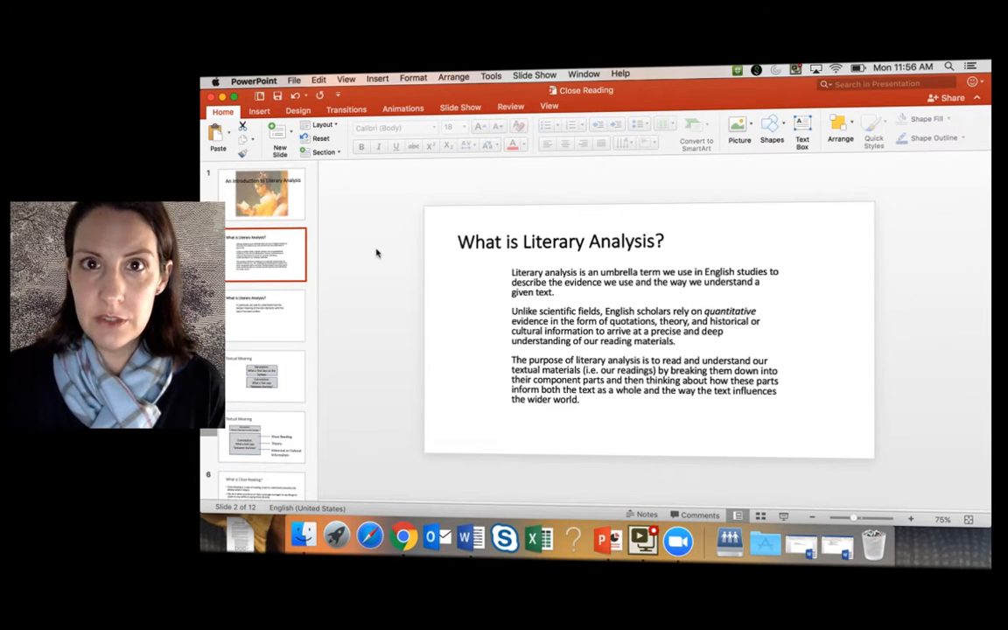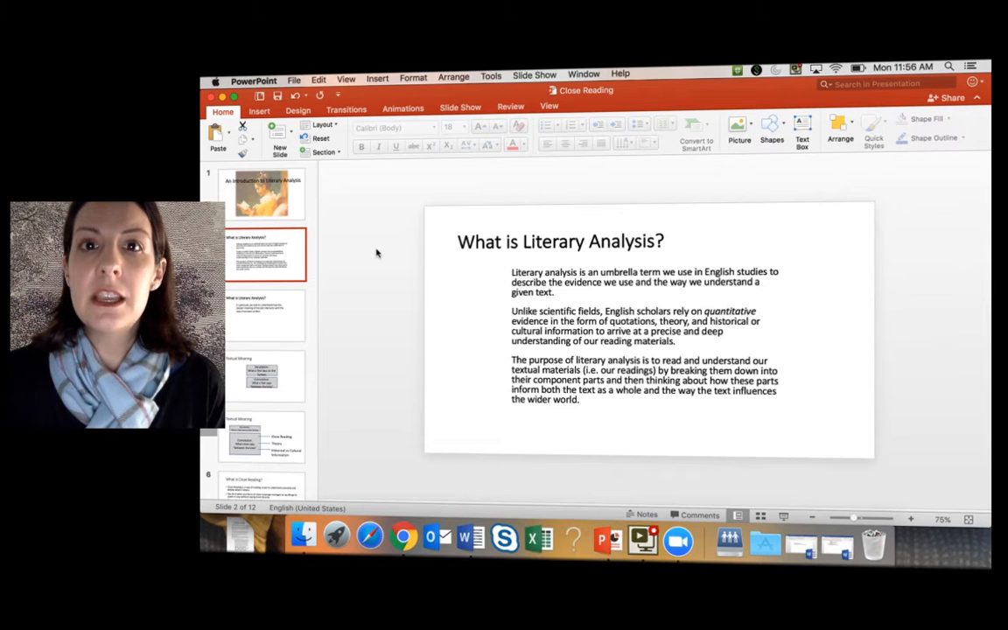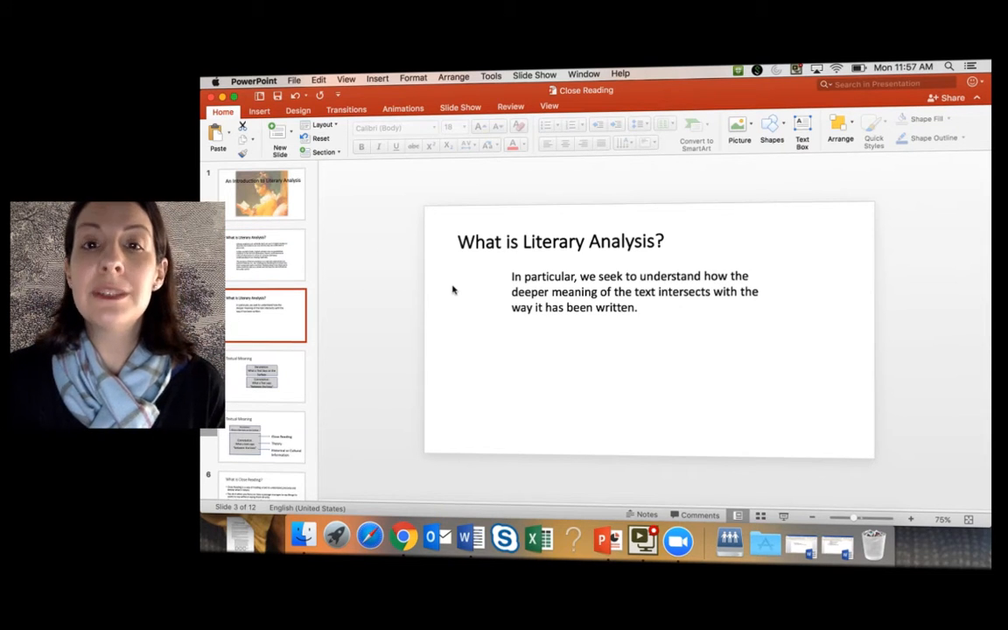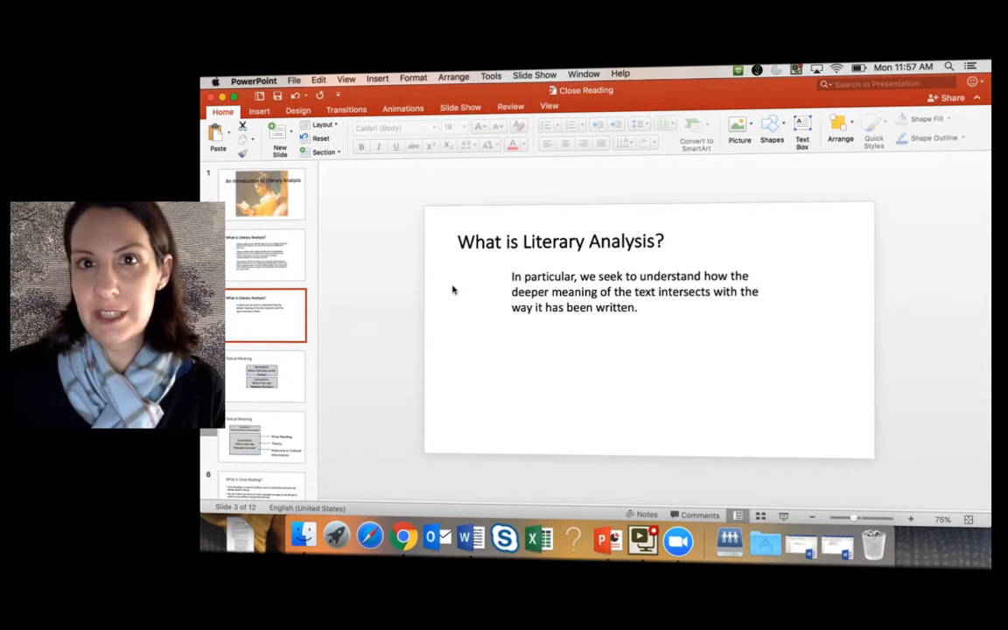The purpose of literary analysis is to read and understand our textual materials, that is, our weekly readings, by breaking them down into their component elements, and then thinking about how these parts inform both the work as a whole and also the way in which that work influences the wider world. In particular, we seek to understand how the deeper meaning of a text intersects with the way it's been written, that is, the craft of its writing.